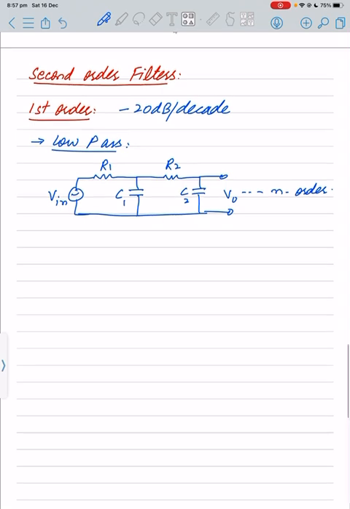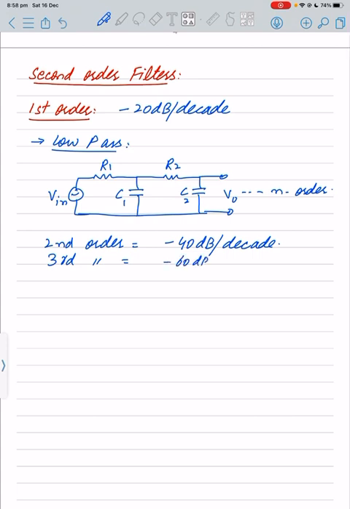Okay, so we know that के एक केस में हमारे पास minus 20 dB per decade आ रहा था. So if we are using the second order, तो हमारे पास we will be getting around minus 40 dB per decade. Similarly अगर हमारे पास थर्ड ऑर्डर हम चाहते हैं, that will be again 3 into minus 20, that will be minus 60 dB per decade. So depending upon how faster response you wish for your particular filter, you can just increase its order, but that's not so simple.